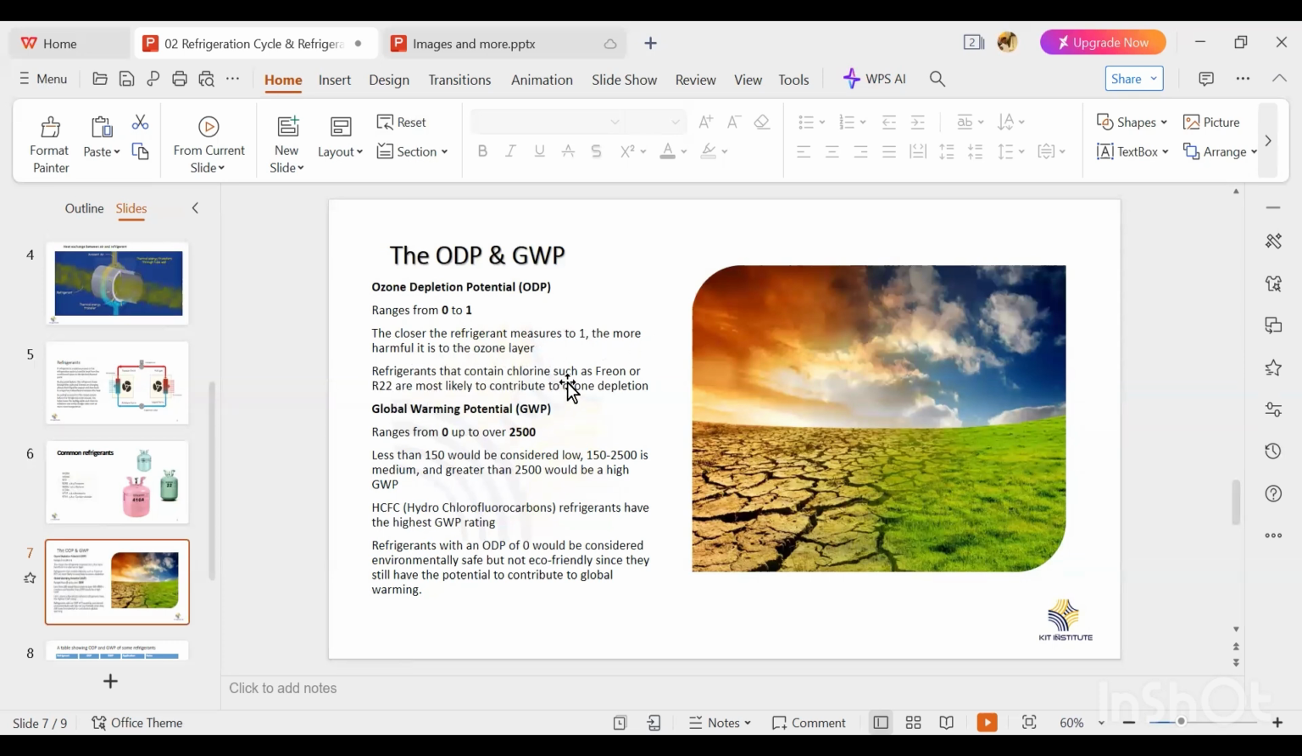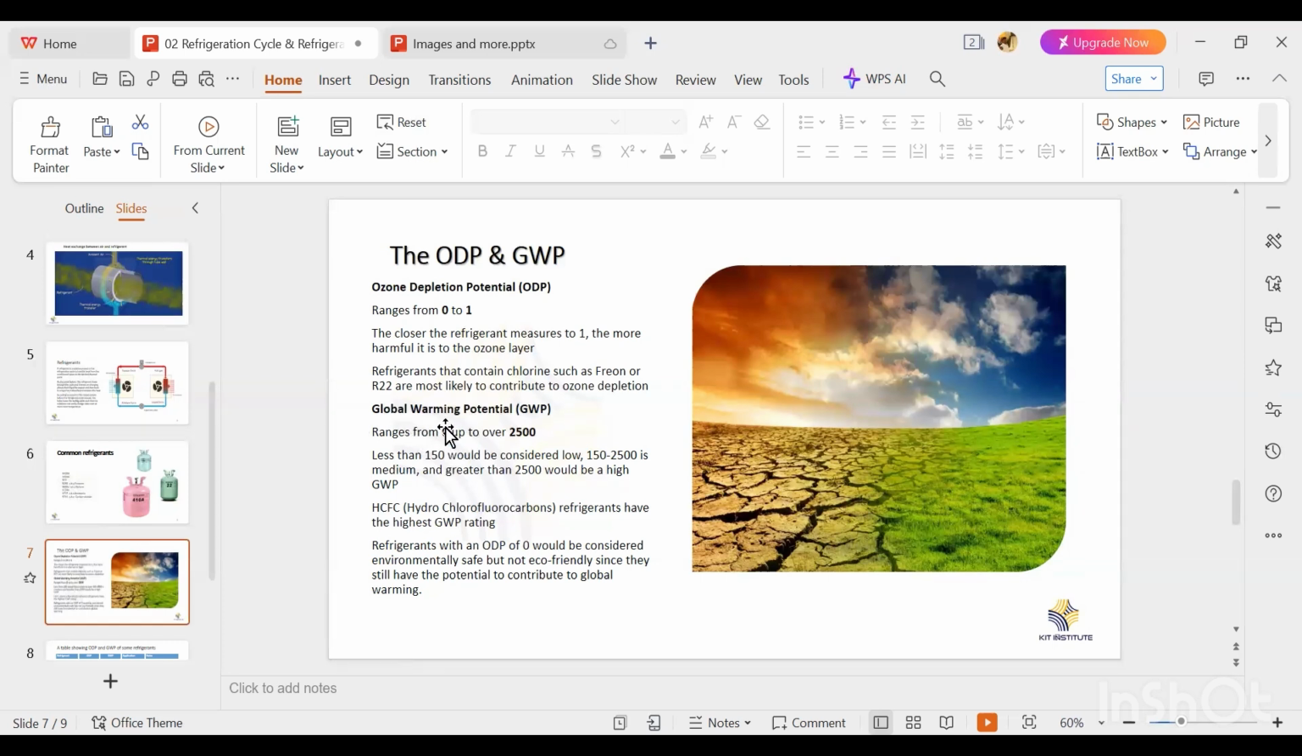Refrigerants that contain chlorine, such as Freon or R22, are most likely to contribute to ozone depletion. So R22 is a great enemy of the ozone layer. It contains chlorine. Chlorine damages the ozone layer. The second one is GWP. GWP is global warming potential. I think all of you have been hearing about global warming. Yes, global warming is on the rise.